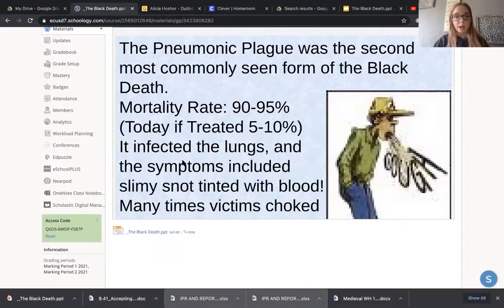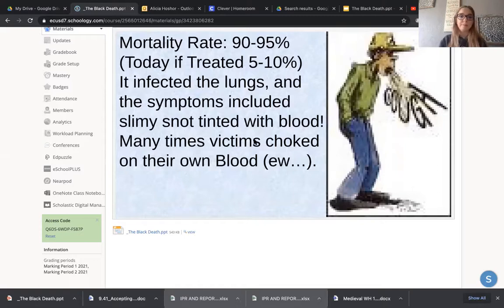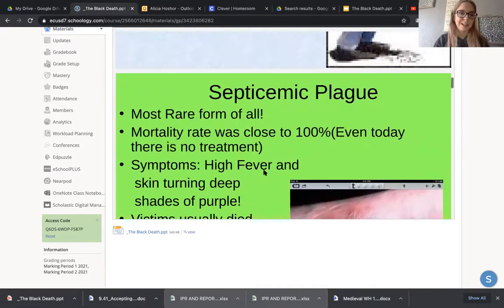But we also have what's called pneumonic. So when you think pneumonic, think lungs. So the mortality rate is a lot higher in this type of Black Death. At least in that time period, it was 90 to 95%. But if you get pneumonic plague, because of our high technology and medicine, you can actually survive these types of plagues today. So if treated today, it's only a 5 to 10% mortality rate. But it is the infection of your lungs. It creates an abundance of fluid within your lungs. And a lot of times, people were like drowning from the inflammation and buildup and congestion throughout their lungs. So oftentimes the symptoms would be that your snot was tinted with blood, or you could choke on your own blood as well. Not pleasant.